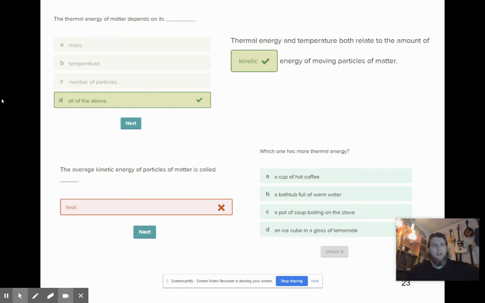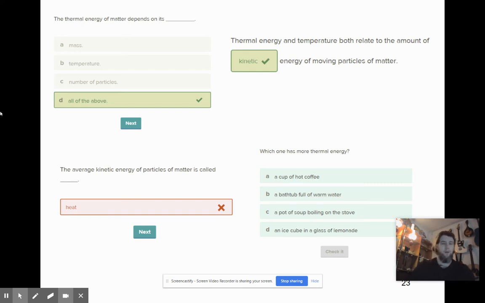So the first one there says that thermal energy of matter depends on its, and then it gives you all those options. So the correct one there is going to be all of the above, because it's really important to know that mass is part of thermal energy, the temperature, and the number of particles. And if you go back to this slideshow, you're going to see that we talked about each one of those: the mass, the temperature, and the number of particles. That's what the thermal energy depends on.